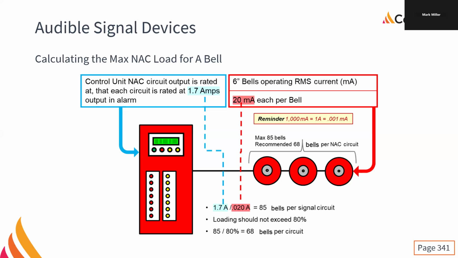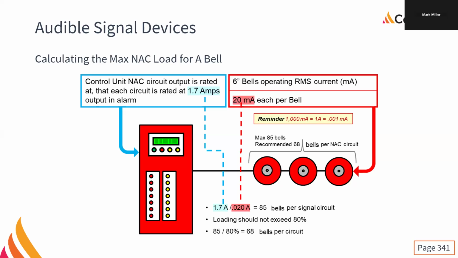Anyways, when we're loading a circuit, just like in the rest of the electrical world, we only load up to 80%. We want to leave a little bit of space. 1.7 amps is a fairly typical circuit load. You have to check the actual control panel that you're working with. Sometimes they're limited to 1.5. They might be limited to 3.